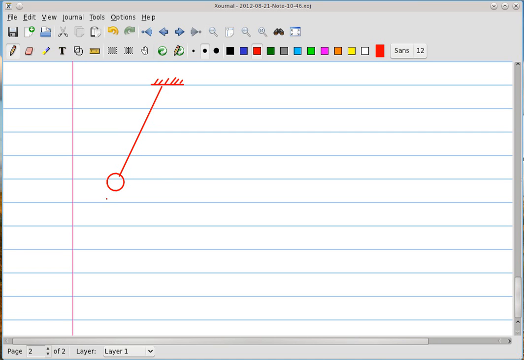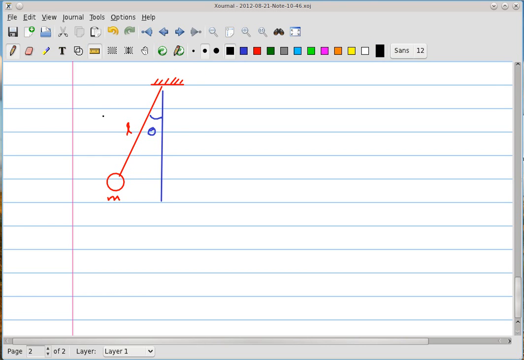That mass is mass m. We'll say that the string has a length of L, and it departs from the vertical by some angle of theta. Alright, now, in order to solve a problem like this easily, we need to do a torque calculation. It could be done, I imagine, with forces, but torque is generally the easiest way to proceed here.